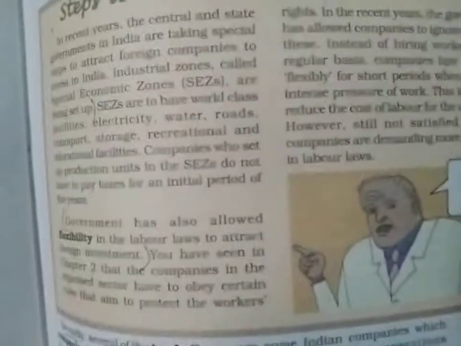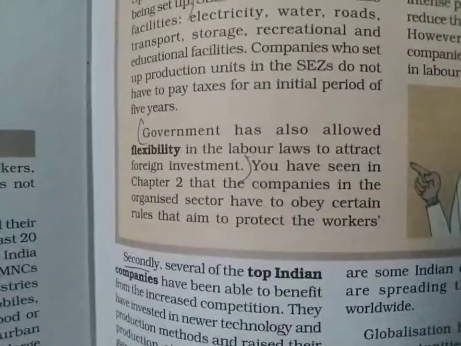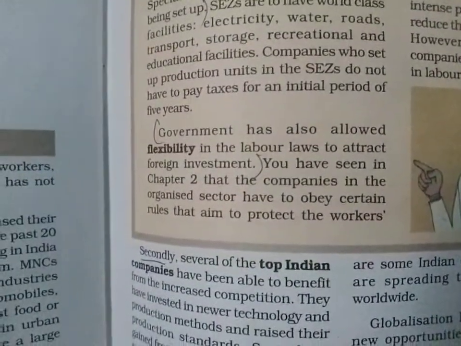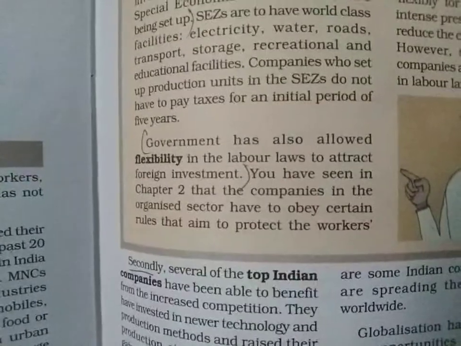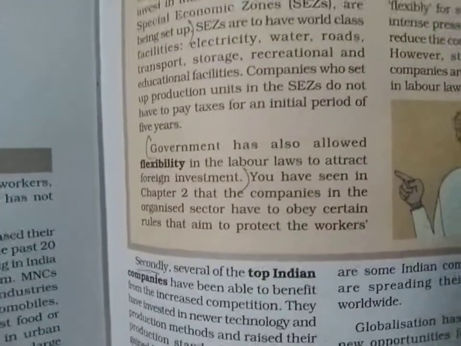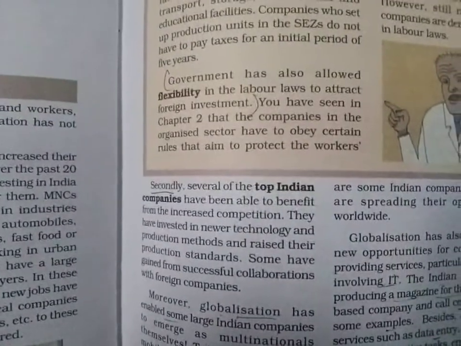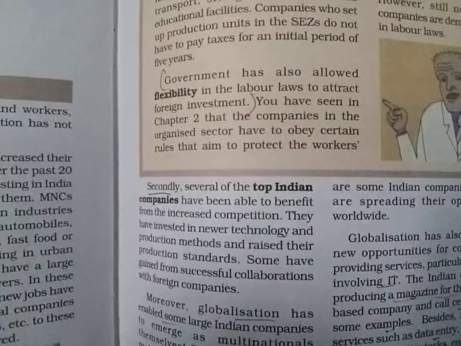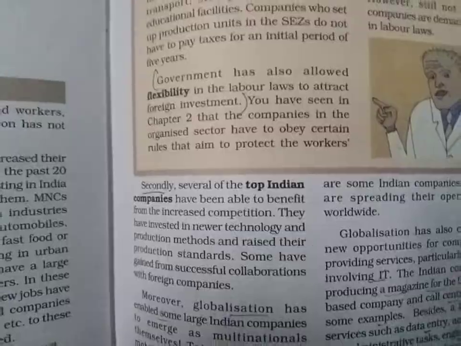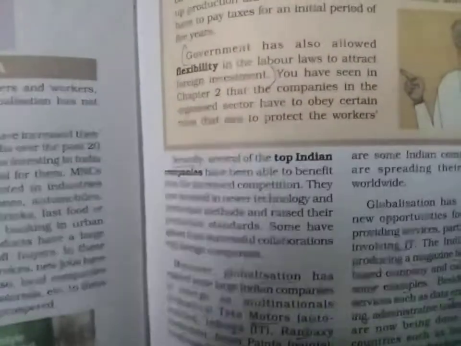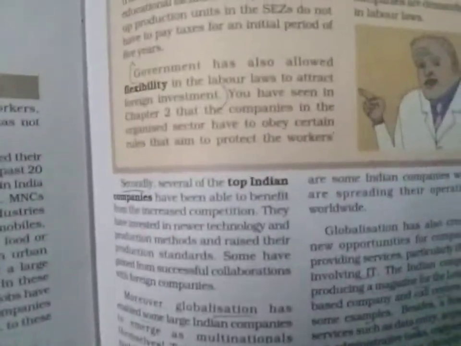Government has also allowed flexibility in the labor law to attract foreign investment. So there has been a change in the labor law policy, and the producers are wanting more flexibility in the labor law, and seeing this partial change in the labor law, they are getting attracted.